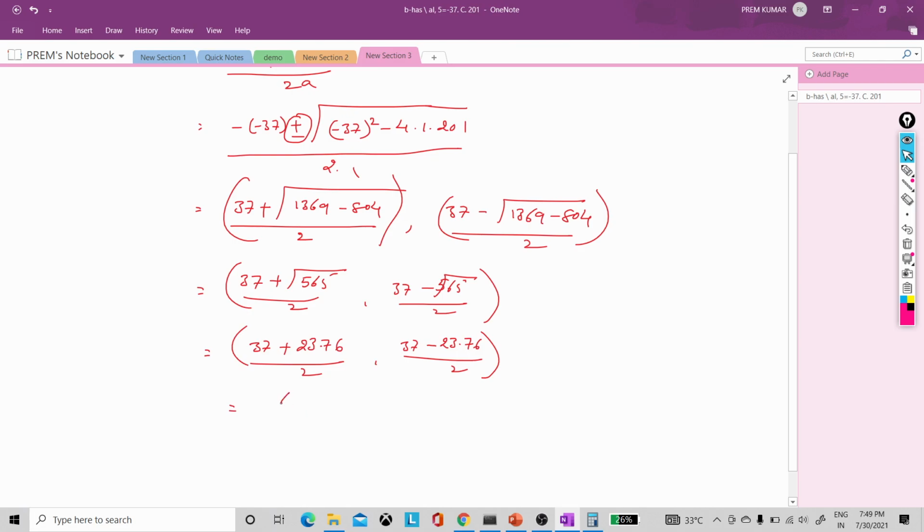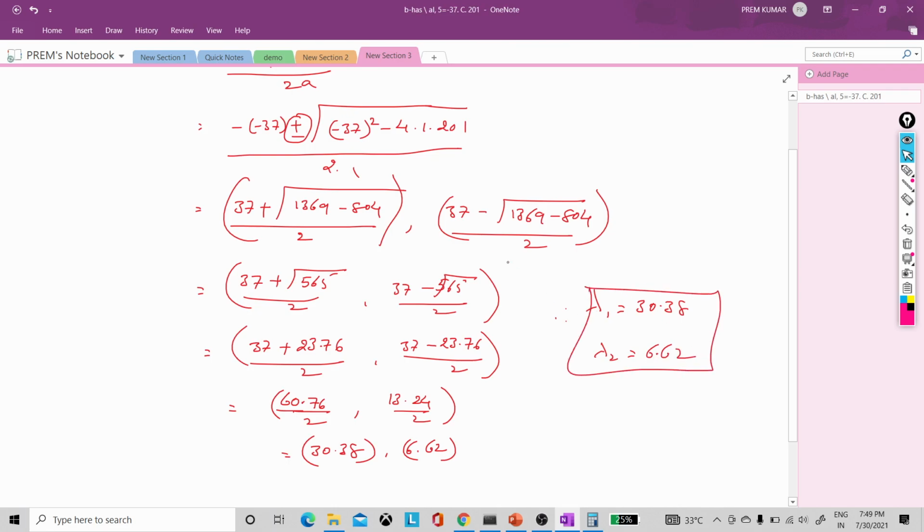So this is 60.76 by 2 and 13.24 by 2. So this value will be 30.38 and this value will be 6.62. Which means our root values: lambda 1 you can consider 30.38 and lambda 2 you can consider 6.62. So these are the root values for this equation.